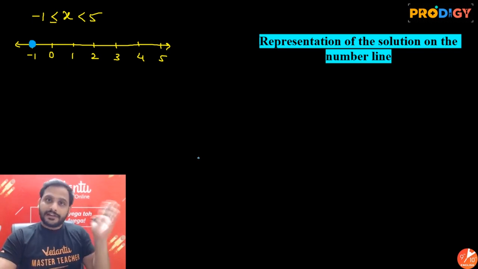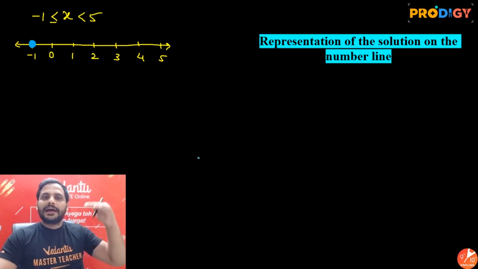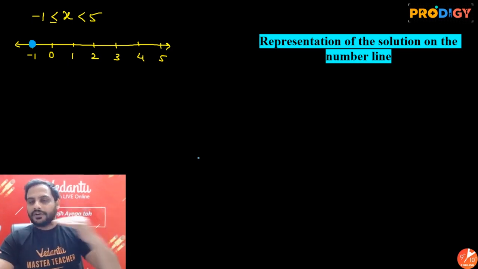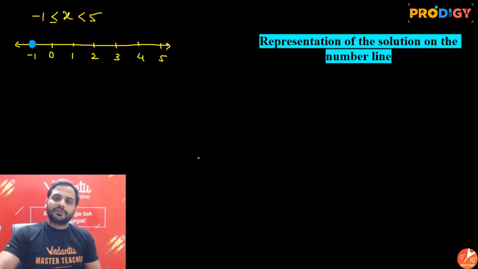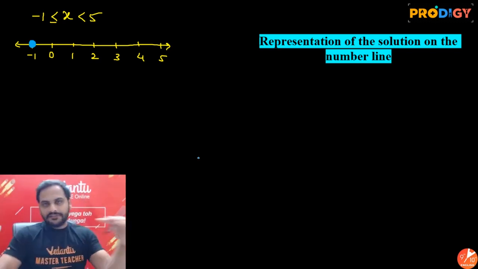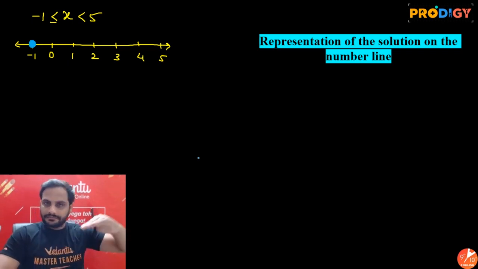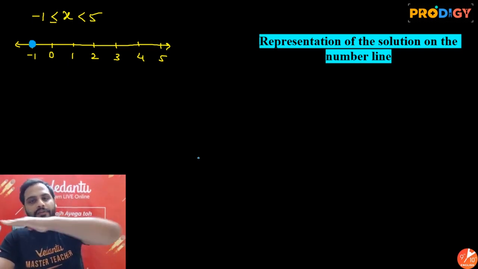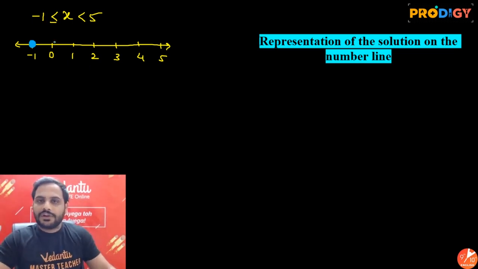Then x is greater than. So for greater values of x than -1, I have to move on the right hand side. For smaller values, I move on the left hand side. If I move left, the values will decrease. If I move right on the number line, the values will increase. That is why the right side is the positive direction, and the left side is the negative direction. So I want x greater than or equal to -1, so I have to move in the right direction.